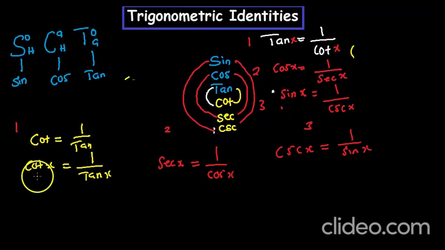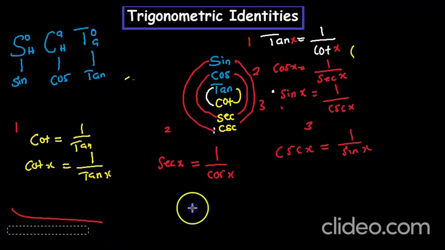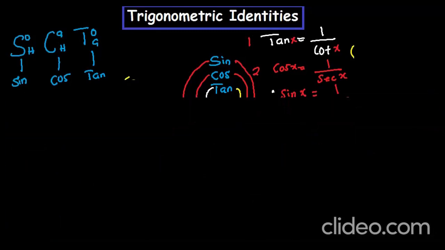In this case, tan x equals 1 divided by cot x. Here, cot x equals 1 divided by tan x. The second one, cos x equals 1 divided by sec x, and sec x equals 1 divided by cos x. The third one, sin x equals 1 divided by cosecant, and cosecant equals 1 divided by sin x. So I think for this problem, we are done with the reciprocal identity. Let's check another problem.